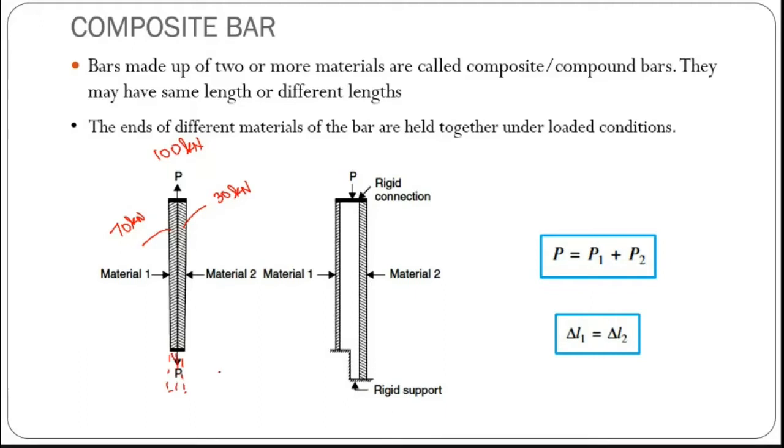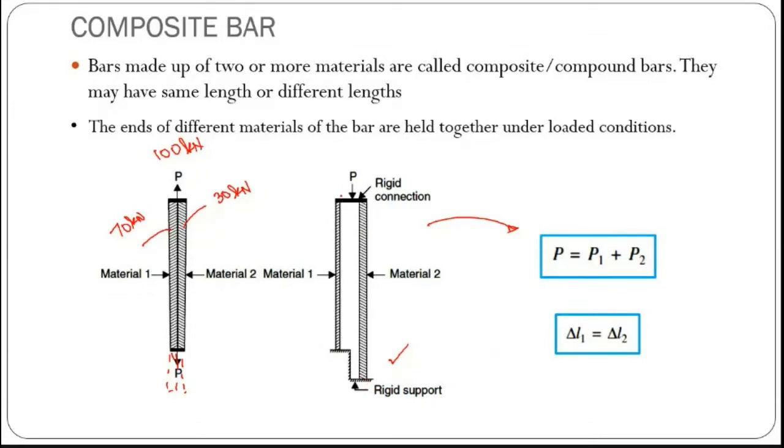So I can relate it as two equations. Number one, the force is distributed, which is P is equal to P1 plus P2. The other one is your change in lengths are always the same. So change in length del L1 is equal to del L2. This is also applicable for a condition like this where your length is different. Even if your length is different, your change in length is always the same.